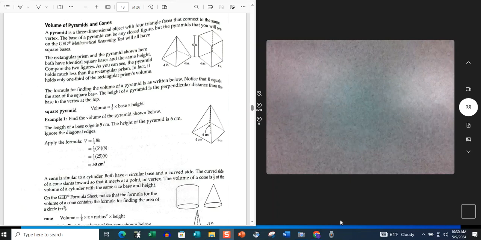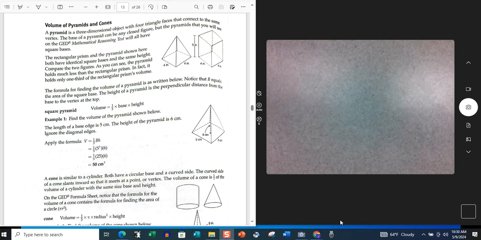The rectangular prism and the pyramid shown here both have identical square bases and the same height. Compare the two figures. As you can see, the pyramid holds much less than a rectangular prism. In fact, it holds only 1/3 of the rectangular prism's volume.